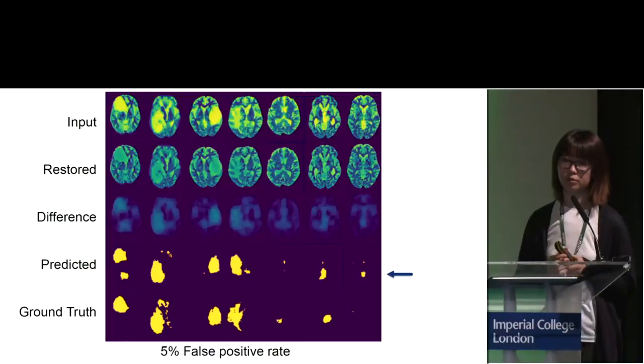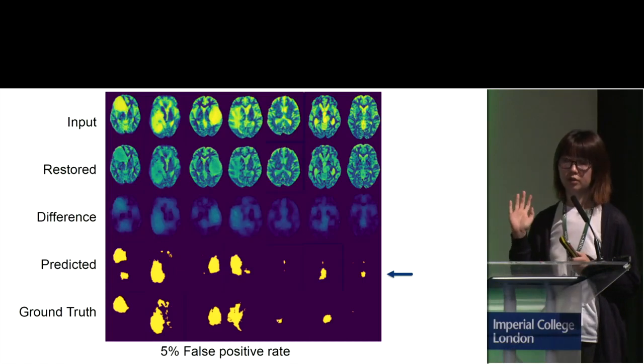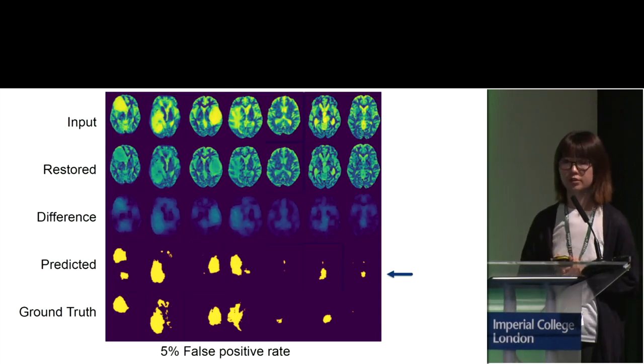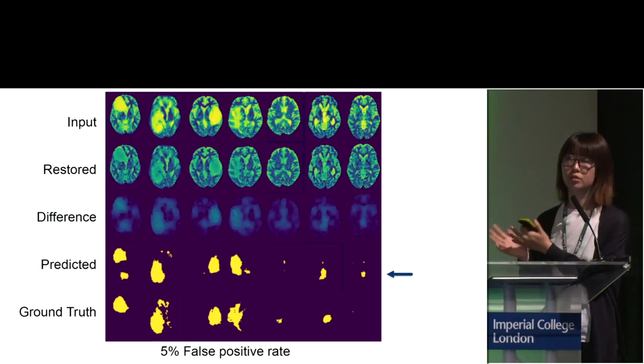And for the second question, yes, when the lesion is very small, it's already shown in this plot. You can see at the rightmost column, when the lesion is very, very small, it's even very difficult for me to find it by eye, so for the algorithm it's also very challenging. The detection performance is not very satisfying when the lesion is extremely small.